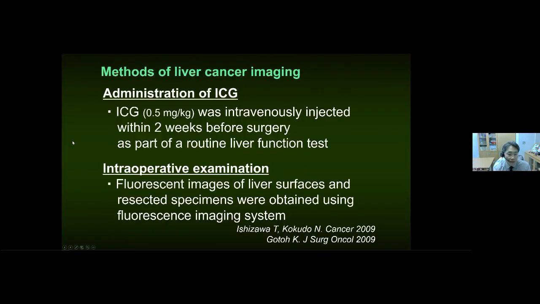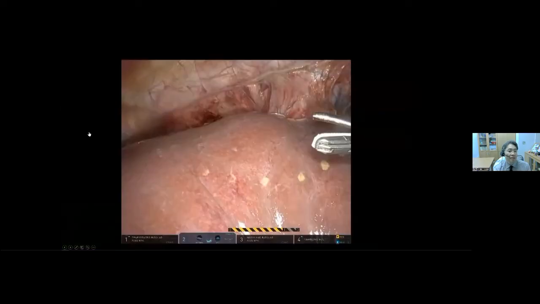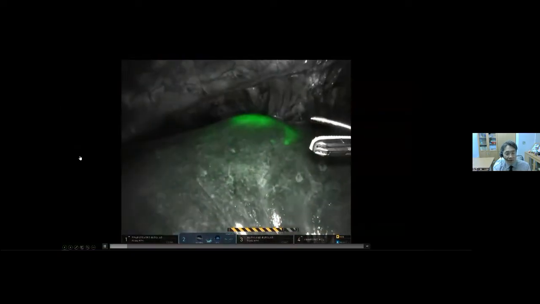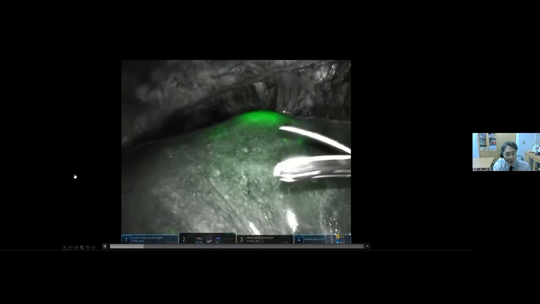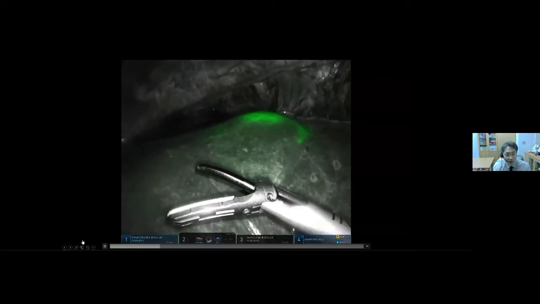Today, I don't have enough time for the explanation of the background mechanism, but anyway, we can use this phenomenon for the intraoperative visualization of the hepatic tumors, irrespective of the fluorescence patterns, if the ICG was injected intravenously within 2 weeks before surgery as a part of a routine liver function test. And this technique can also be used in the setting of robot-assisted surgery. This is the da Vinci hepatectomy.